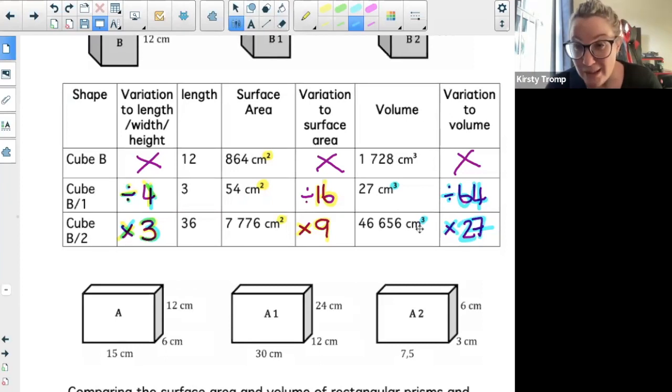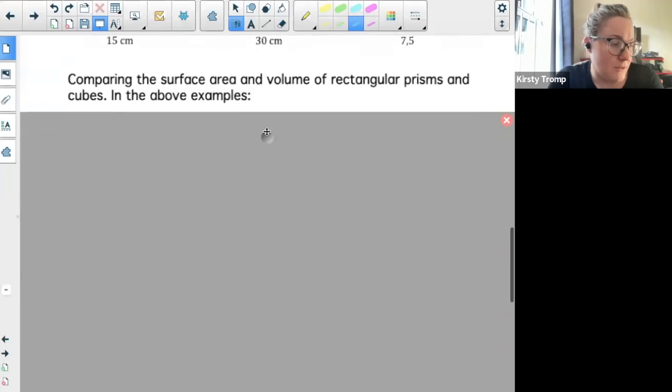What's going to happen? If you double it, you times it by 2, what will happen to the surface area? The surface area will say 2 squared, so the surface area will be multiplied by 4. If we double all the sides, to get the volume we're going to say 2 to the power of 3, so we're going to times everything by 8.